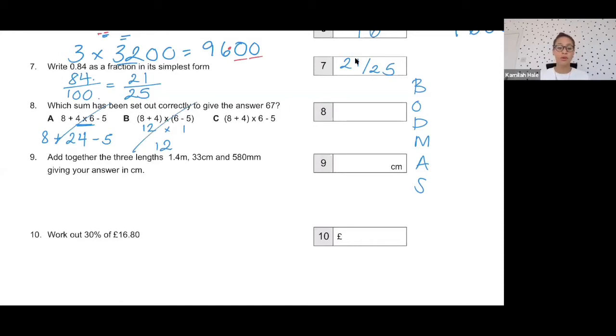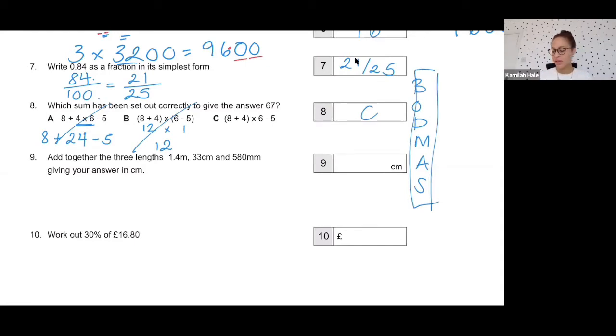Hopefully C works, or we'd have to go back and see what we did wrong. So 8 plus 4, because we're doing the brackets first, is 12. Then we do the multiplication before we do the subtraction. So we do 12 times 6, which is 72. And then you subtract 5, so 72, subtract 5, and that gives us 67. It's C, yes. Exactly, it's C, it works. So just remember BODMAS in future if you've got lots of different operations.